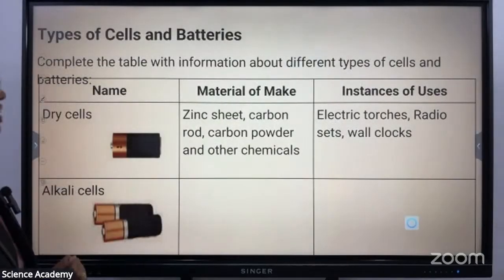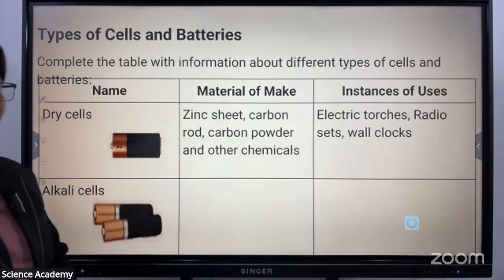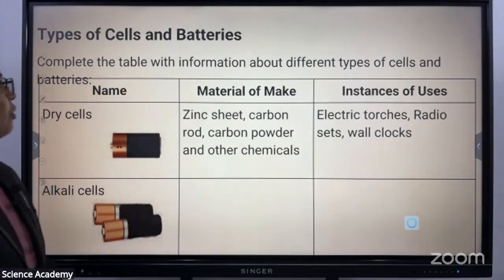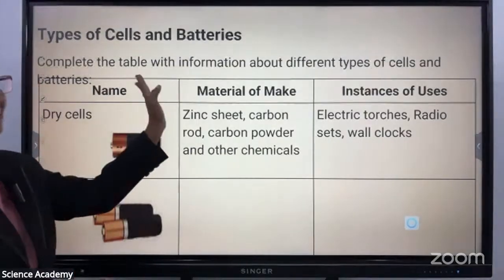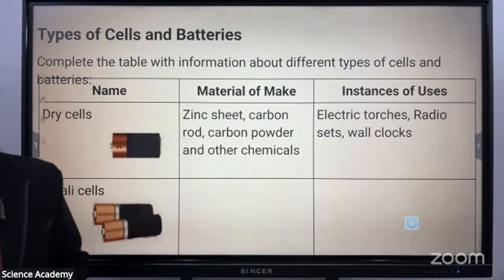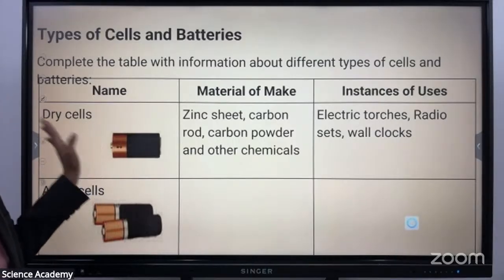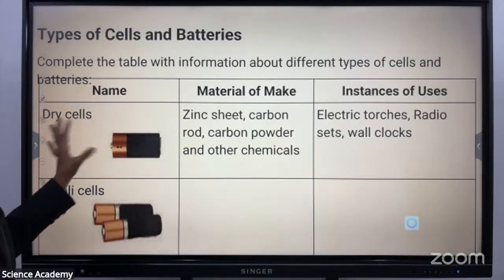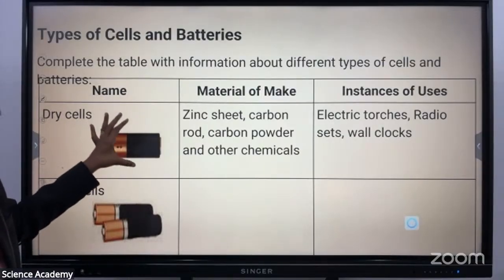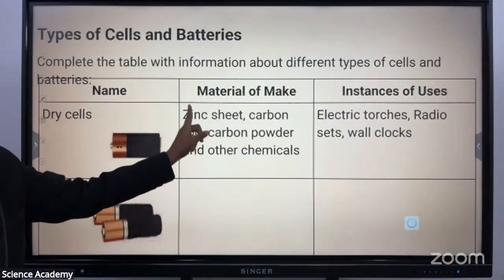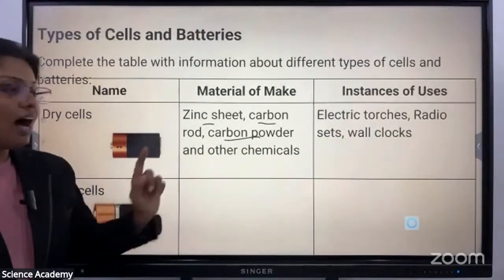Okay, right. So children, we are going to discuss the types of cells and batteries that we can see. We are going to fill the table about different cells and batteries. Here, children, you know the most conventional form, the dry cell, right? This is a dry cell. A dry cell includes a zinc sheet, a carbon rod, carbon powder, and other chemicals.